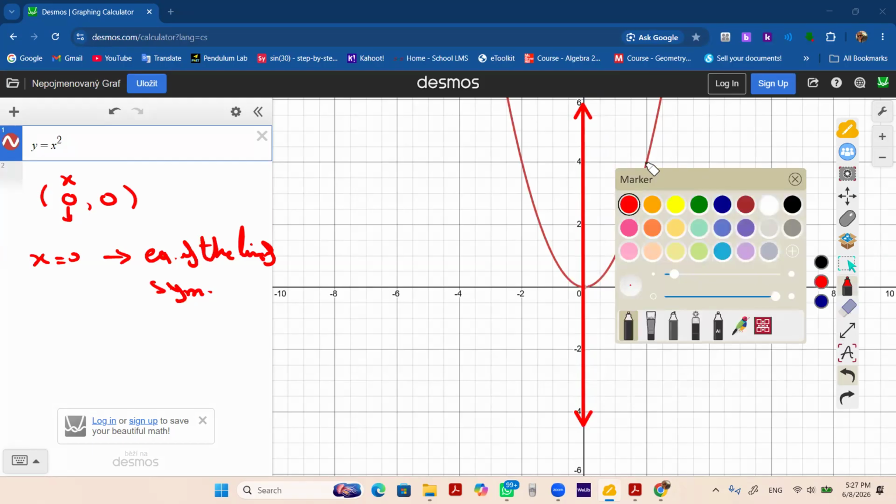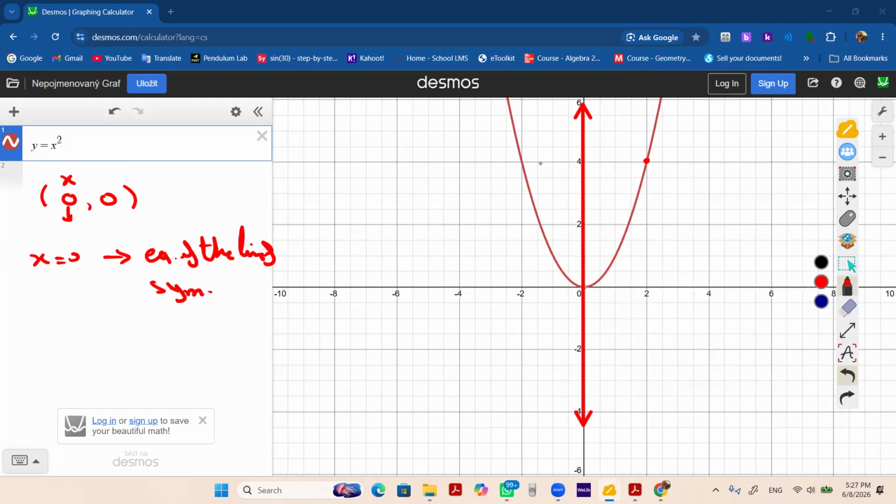Each point on the right side of the line of symmetry has an image on the left side, and any point on the left has an image on the right. Okay? This is called the line of symmetry, whose equation is x equals 0. What is the meaning of it? It means that for all the points that lie on this line, the x-coordinate is 0. So this is 0 and 0, 0 and 1, 0 and 2, 0 and 3, 0 and 4, 0 and 5, and so on. Okay?